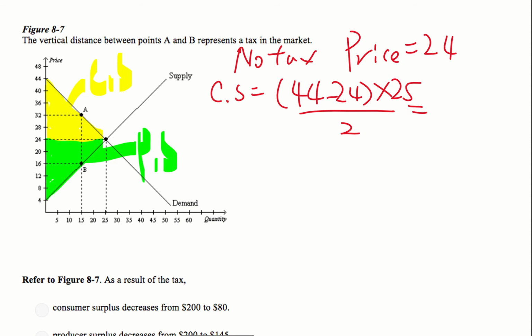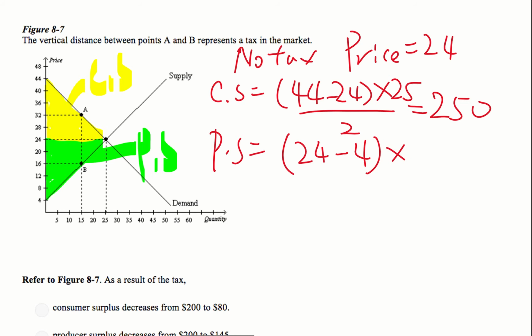This one should be 250, right? More or less. Okay. And then producer surplus will be the triangle below. So the difference between 24 and 4. This will be 24 times the horizontal difference of 25 divided by 2. That is also 250. And then your total surplus.